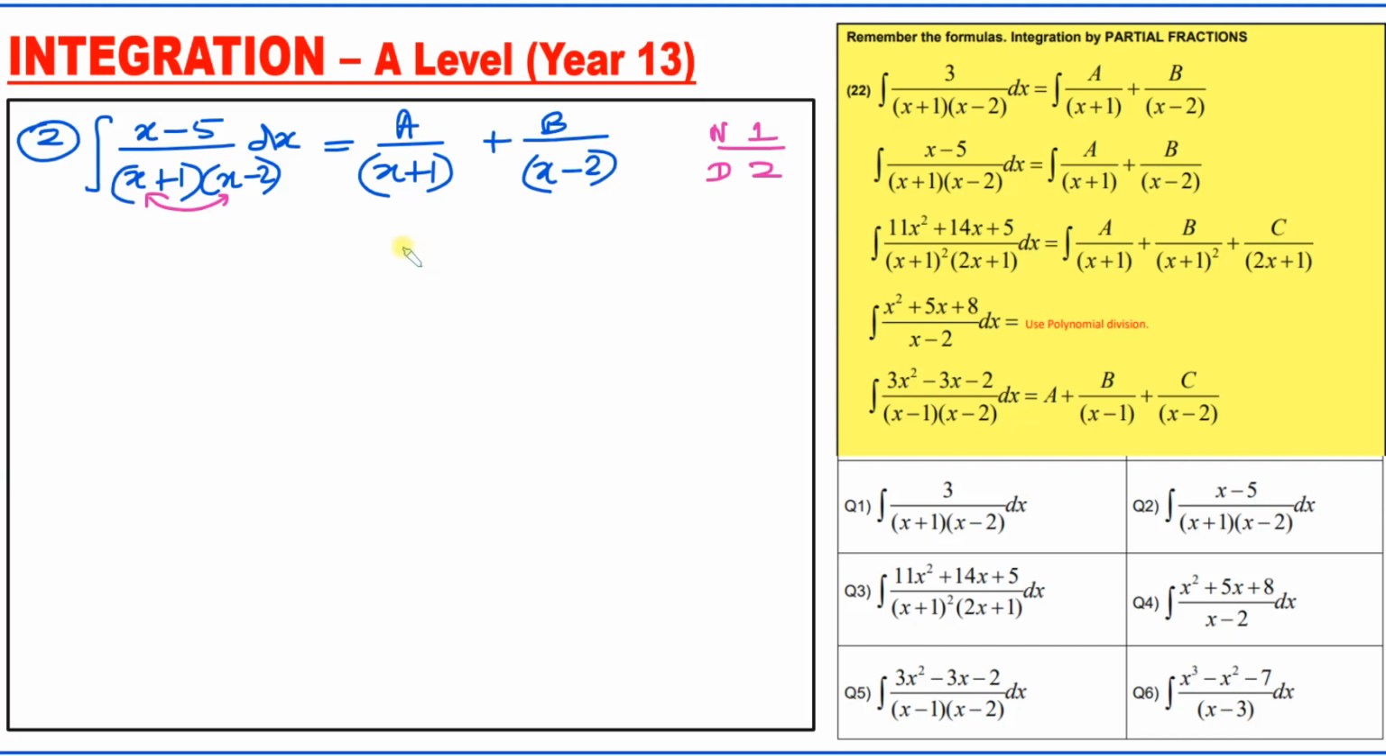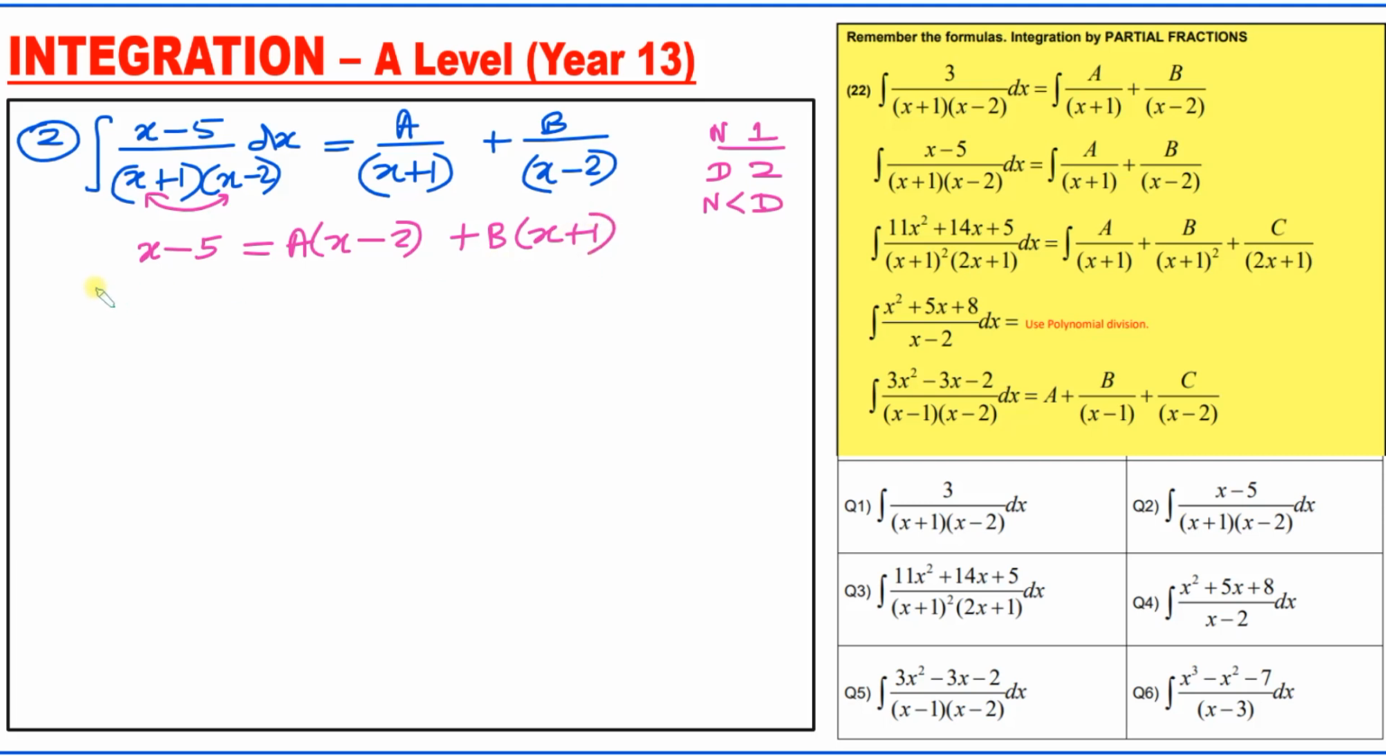Sometimes you need to use a polynomial and sometimes you need to use a different function, and I will explain to you. So in this pattern, the numerator's power is less than the denominator's power. Absolutely fine how we separate it. Now I'm going to do the algebra. x minus 5 equals a times (x minus 2) plus b times (x plus 1).